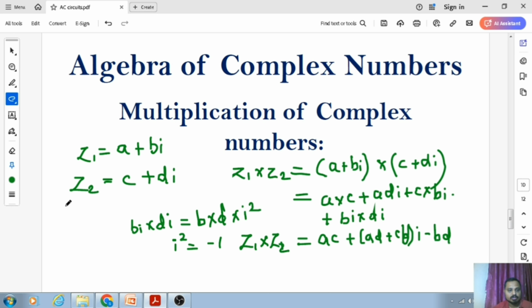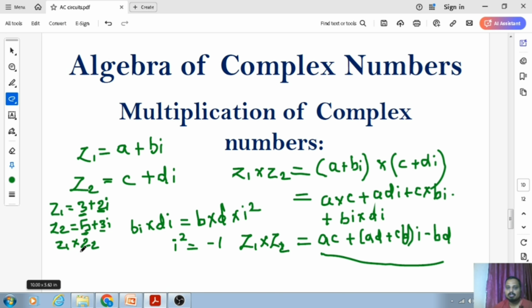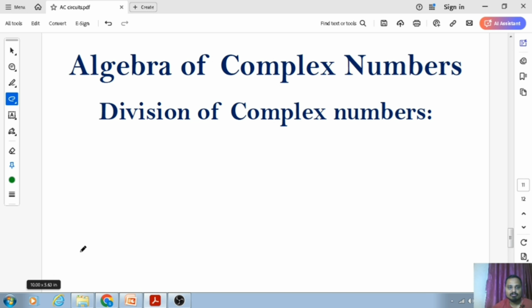Okay, for homework, let's say I have Z1 is equal to 3 plus 2i and Z2 is equal to 5 plus 3i, and perform Z1 multiplied by Z2. So you can directly use this equation to solve this one. Just put a is equal to 3, b is equal to 2, c is equal to 5 and d is equal to 3, and you will get the multiplication of Z1 and Z2. Okay, and the last one is how we can perform the division of two complex numbers.